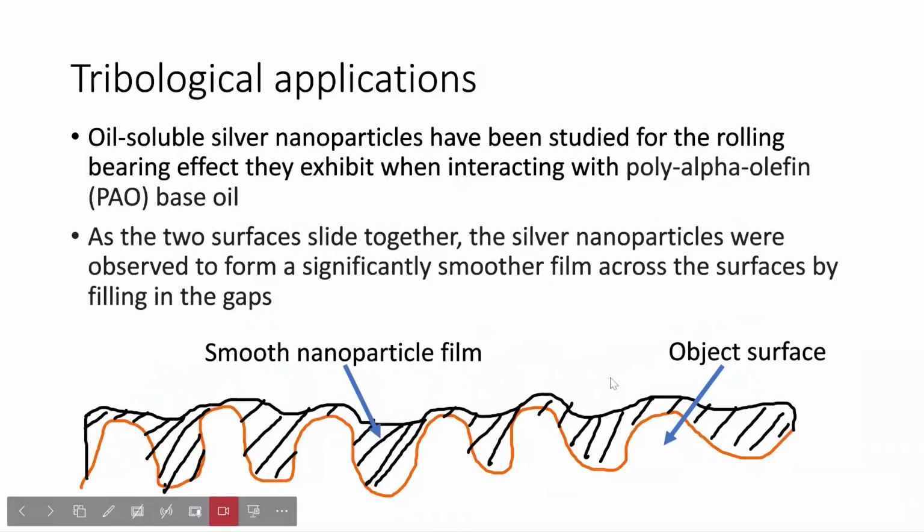So one way that the nanomaterials actually mechanically function to lubricate their surfaces is if you look here at this object surface, it's very rigid and bumpy, and this is what leads to higher friction between two interacting surfaces. So what nanoparticles actually do is they're able to spread out between these gaps and form a much smoother surface for those interacting surfaces to slide together with.